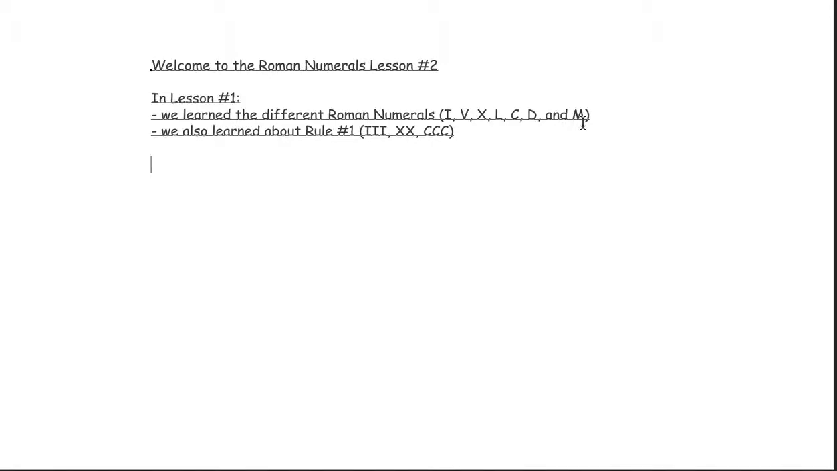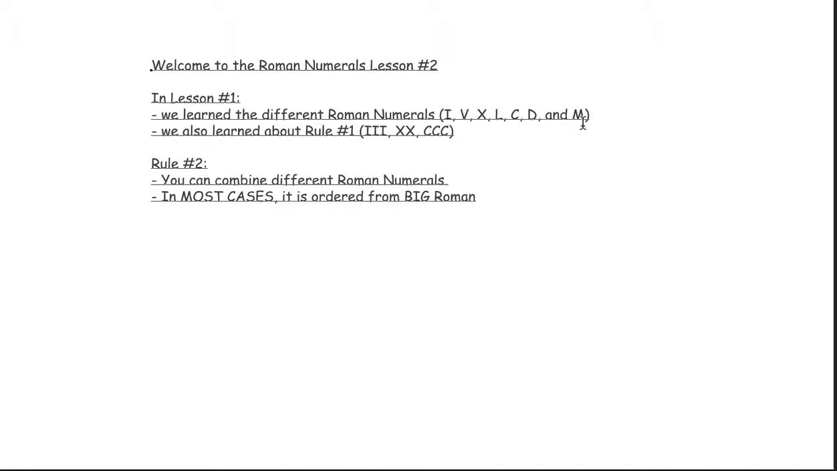Now, in lesson 2, we're going to learn about rule number 2. What is rule number 2? You can combine different Roman numerals. In most cases, I want to underscore it, because you're going to see an exception in rule number 3 for this. But in most cases, it is ordered from big Roman numerals to small Roman numerals. I didn't mean letters, this should be numbers.